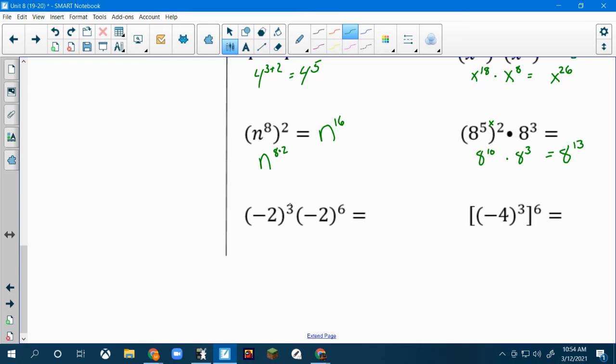Negative 2 cubed times negative 2 to the 6th. We are adding these ones together. So you're going to get negative 2 to the 9th. Negative 4 to the 3rd to the 6th. That means we are going to multiply. Negative 4 to the 6 times 3 is 18.